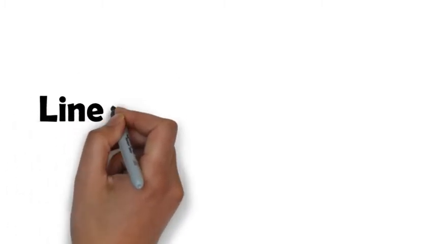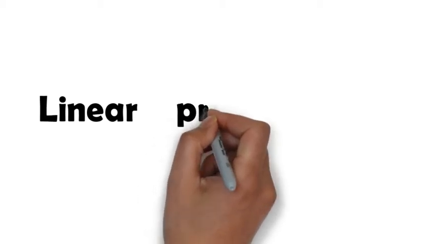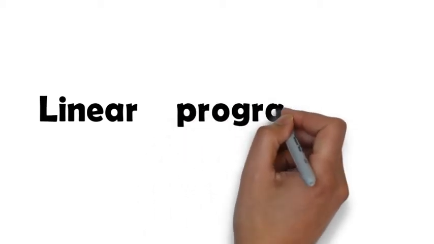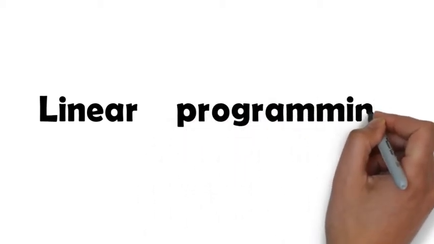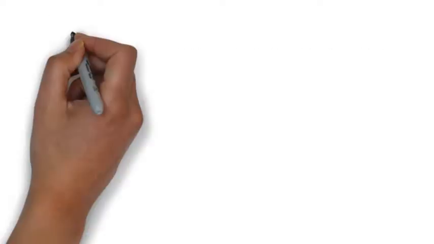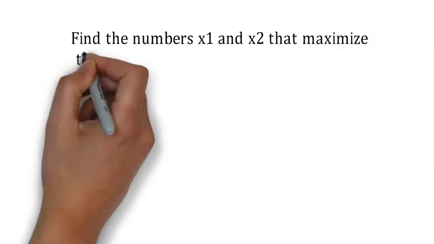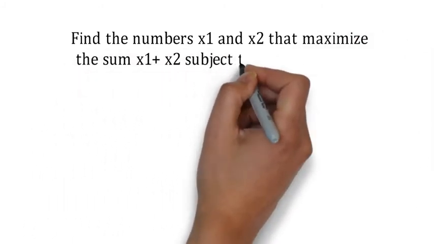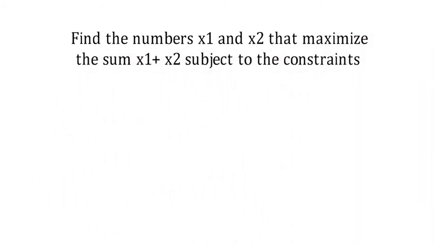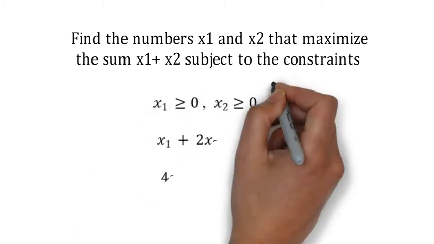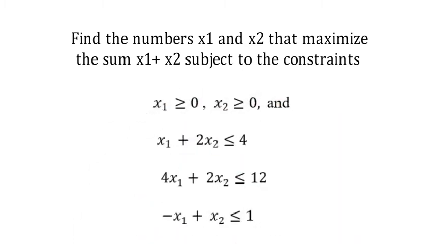A linear programming problem can be defined as a problem of maximization or minimization of a linear function with linear constraints. These constraints may be equalities or inequalities. Let's discuss an example. We aim in this example to find the variables x1 and x2 to maximize the sum x1 plus x2 subject to the shown constraints.